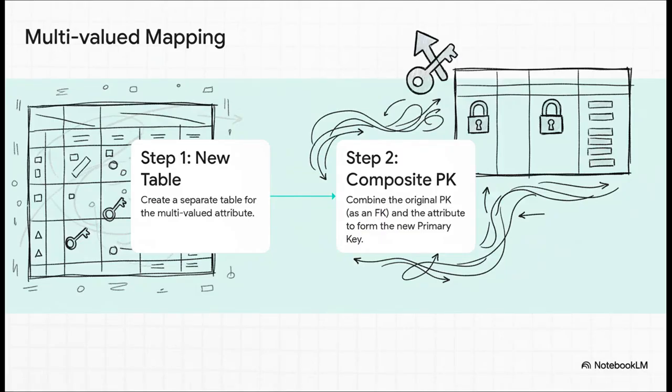You create a brand new table just for those multiple values. And here's the clever part. To make sure every single entry is unique, the primary key for this new table is a combo. You take the original ID, like the employee's ID, and you pair it with the attribute itself, like the specific phone number. That way, every single phone number is perfectly tied to one and only one employee.